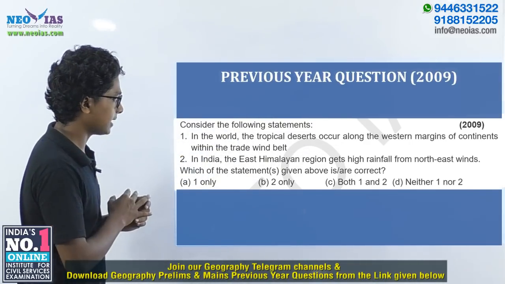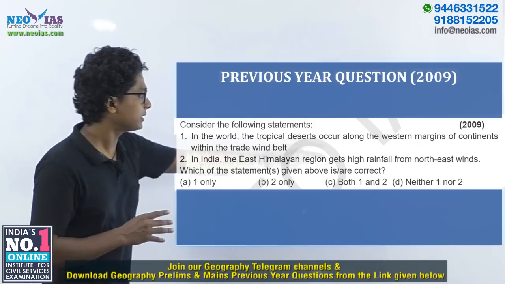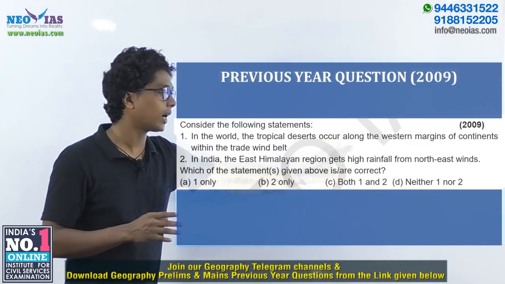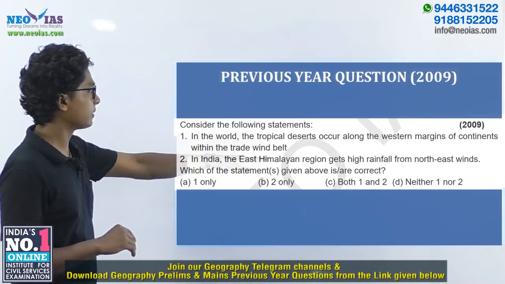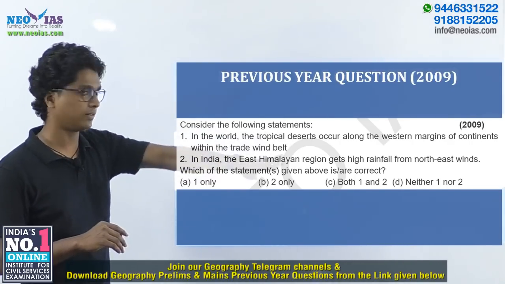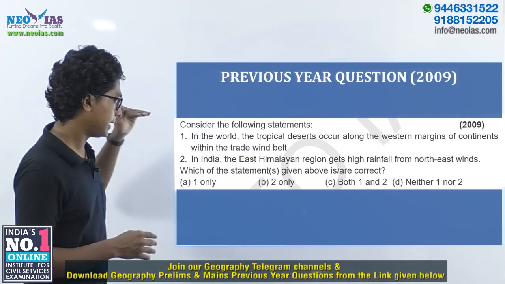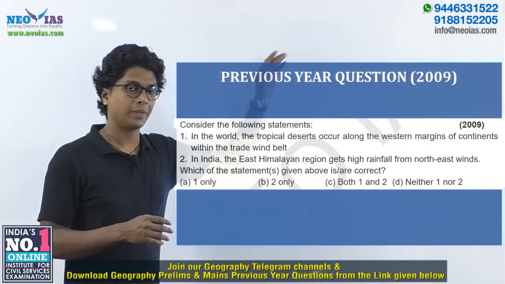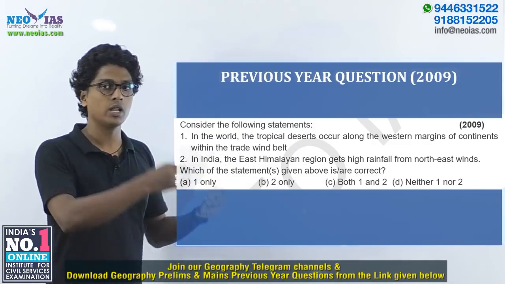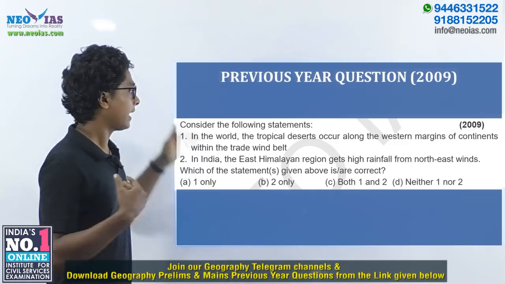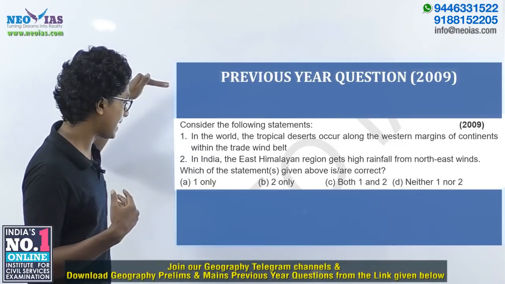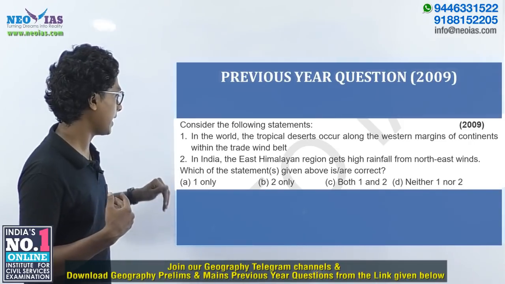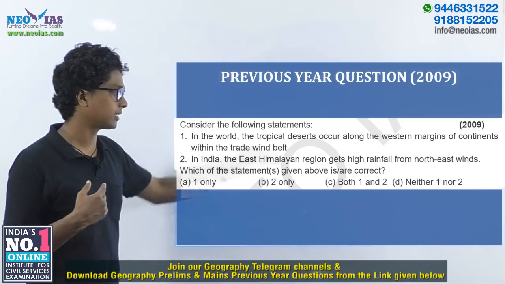Now in this statement, imagine the word high was not there. In India, the East Himalayan region gets rainfall from northeast winds, which is actually correct. But the East Himalayan region gets high rainfall from northeast winds means it's wrong, right? It gets most of the rainfall during the southwest monsoon time. And for that reason, the answer comes out as again 1 only, or the statement A. The first statement is correct, the second statement is wrong.